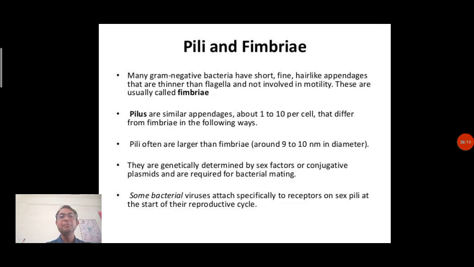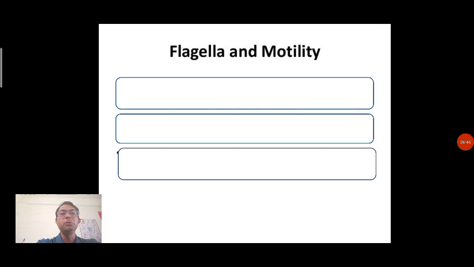So pili are similar appendages, about 1 to 10 per cell, and differ from fimbriae. So these are the two different organs, fimbriae and pili. They work for different purposes: attachment, and one acts in sex determination, or helps in the reproductive cycle.